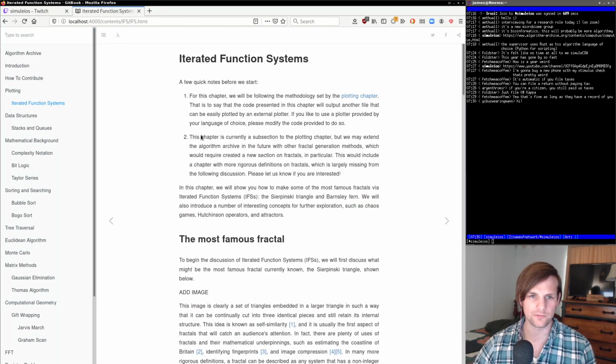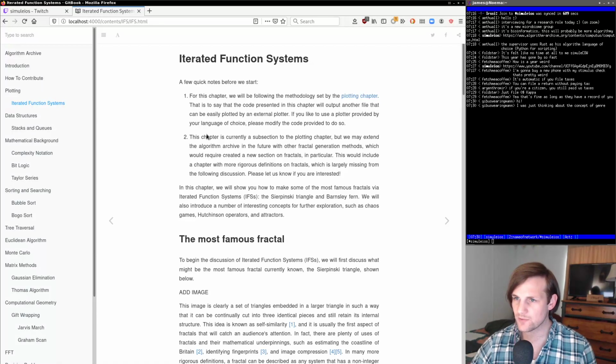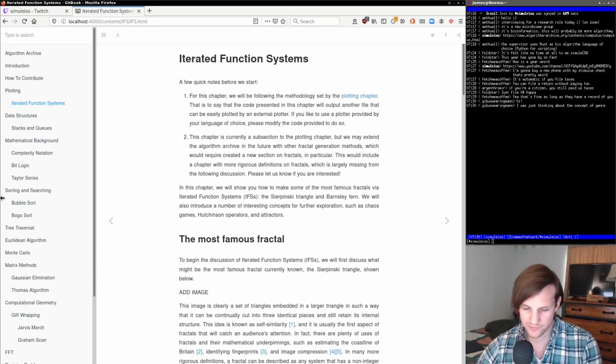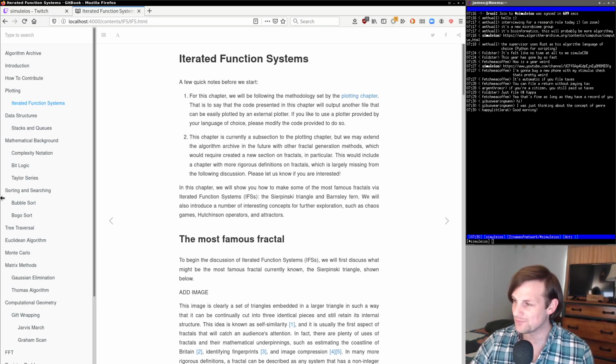But overall, we'll just see how it goes. I was thinking about the concept of a genre. Oh, cool. Yeah. Okay, so let's go ahead and read through this, and we'll get through it. And then we'll start working on the visualizations, which I know most people are here for, right?